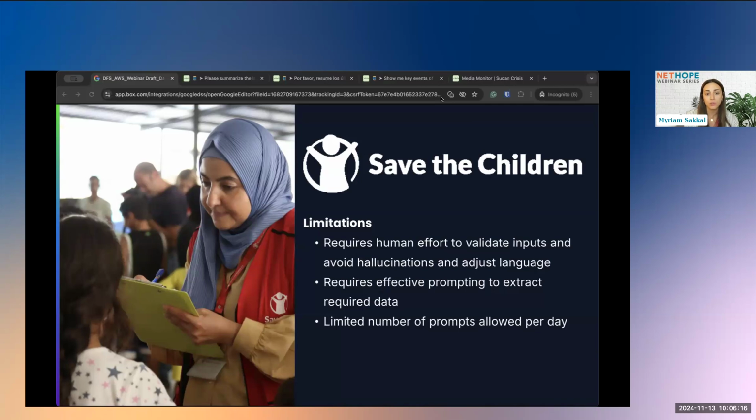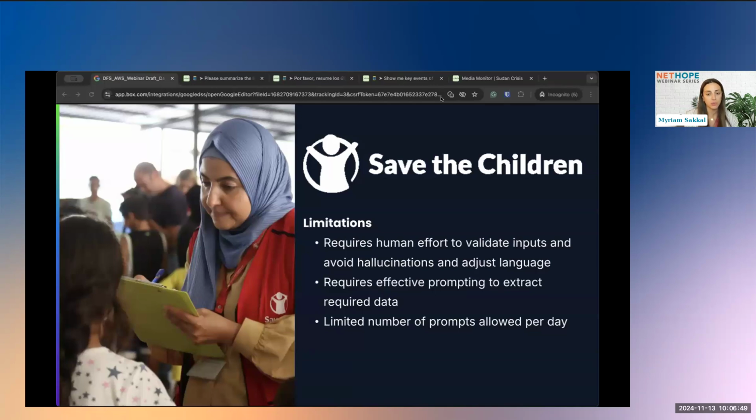Secondly, one challenge we face, or one limitation, is ensuring that we have effective prompting to extract the required data. So, for example, if we were to develop the same situation reports that we were able to receive from data-friendly spaces, what prompts would we be asking the chatbot, and should the prompts be long or short? These were things to think about as a country office to be able to find the exact data that you are looking for.